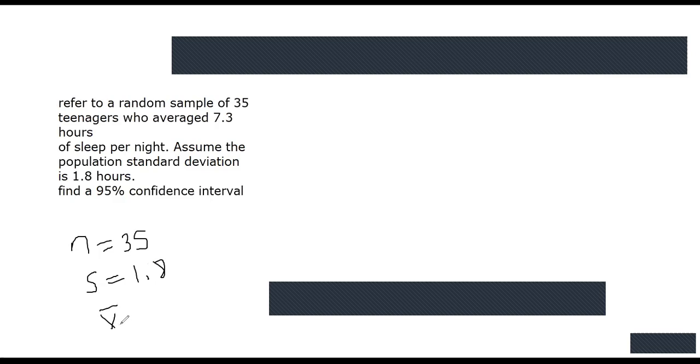So what have we been given? From the question, what do we have? We have the N, the sample of 35. N is 35. We have the standard deviation of 1.8. And so 7.3 is what, the mean? Mean is 7.3. Then we need the Z value, the Z of 95%. So what's the Z for 95%?